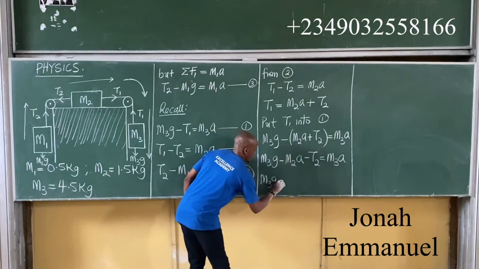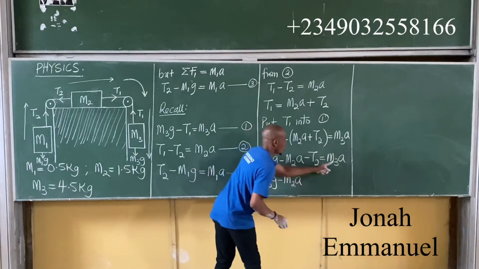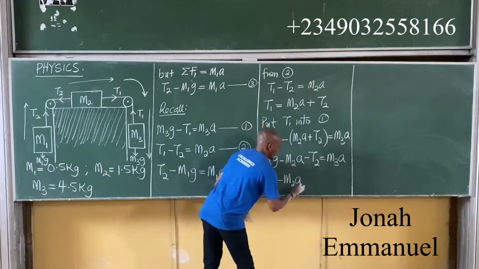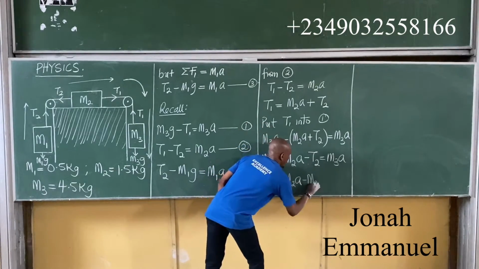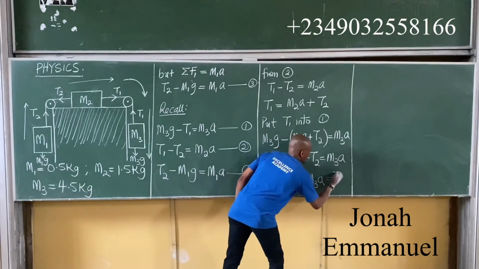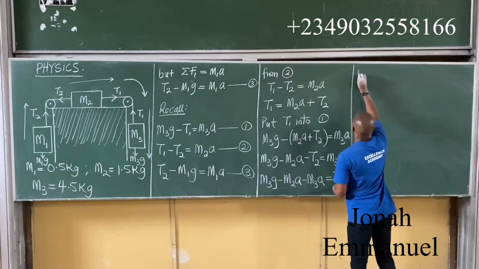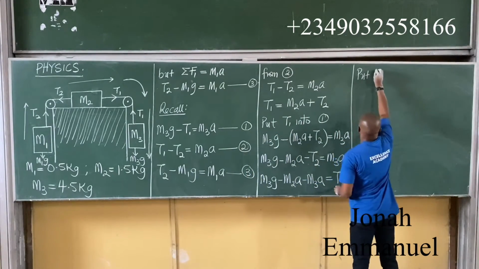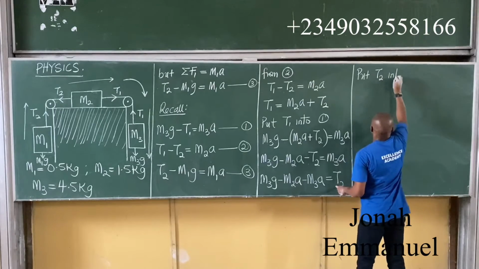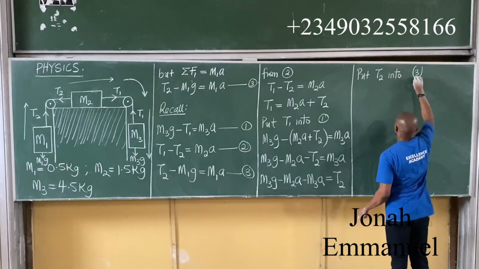So I'll now be having M3G minus M2A. This one comes and becomes negative, minus M3A. Minus comes and becomes positive T2. So I have this value. I will now put the value of T2 into my final equation 3.